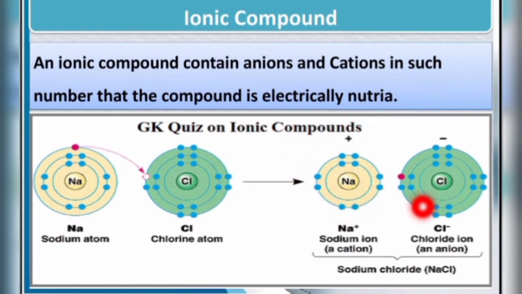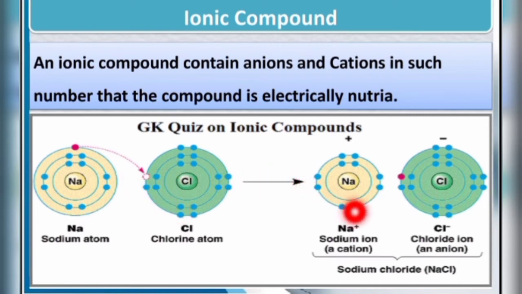formation of sodium chloride. Sodium is present in group 1A, so in the last shell only one electron is present, and chlorine is present in group 7A, so chlorine needs one electron to complete its octet. So simple. In the case of sodium chloride, sodium loses its electron and chlorine gains an electron.